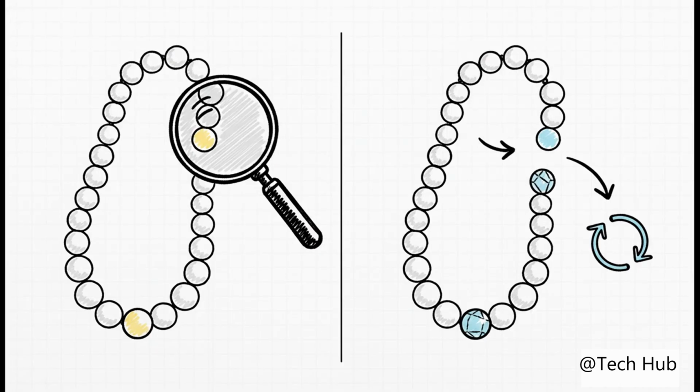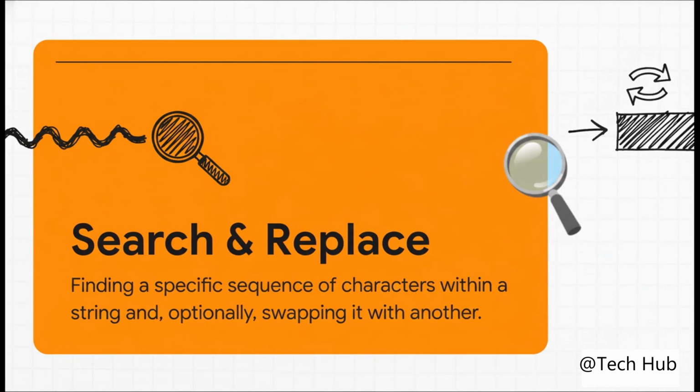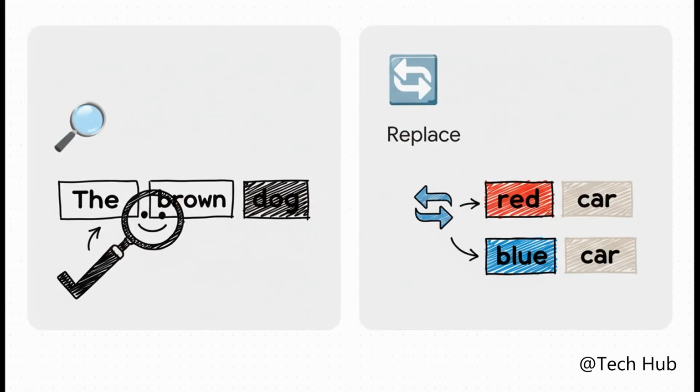And for our last tool, we've got a really powerful 2-for-1 deal. This one is absolutely essential for dealing with data, searching and replacing. It's basically a 2-step move. First, you search inside a string to check if a little piece of text is even in there. And then, step 2, if you want, you can replace whatever you found with something completely different. So let's look at both of these in action.